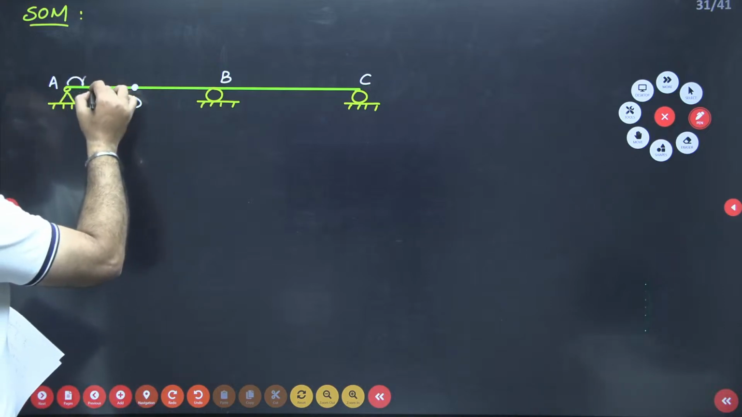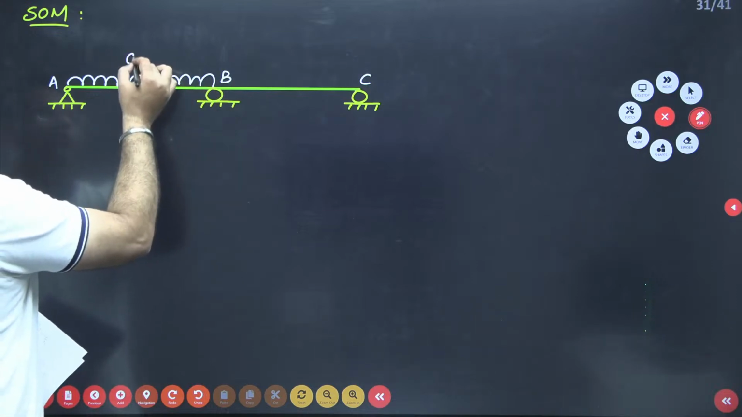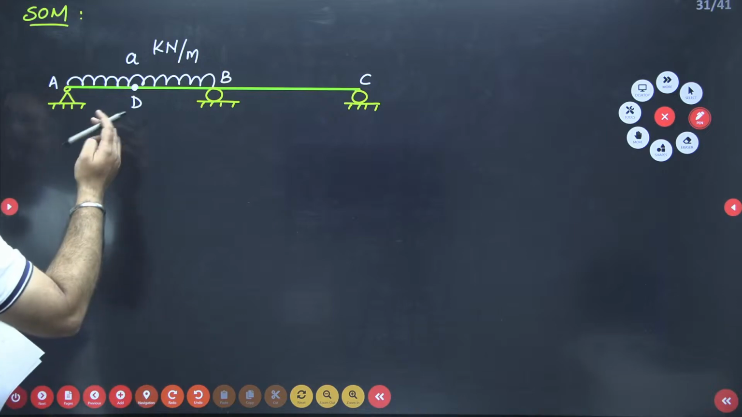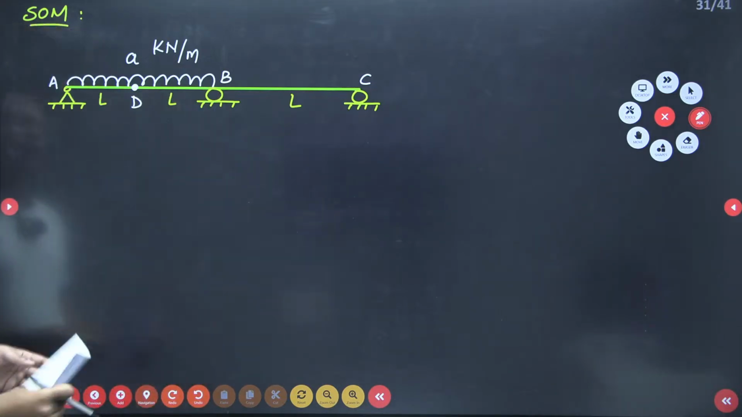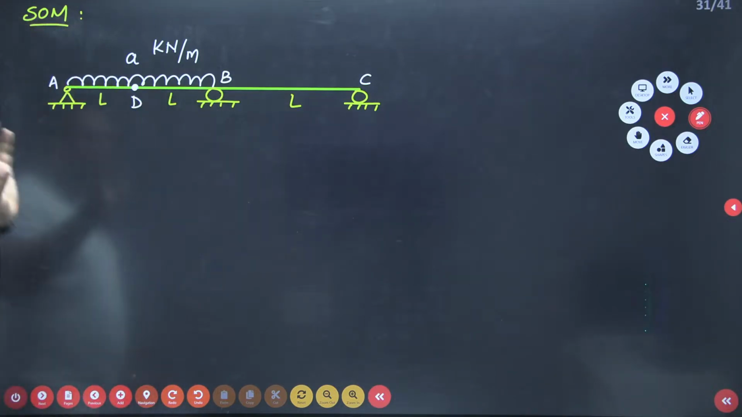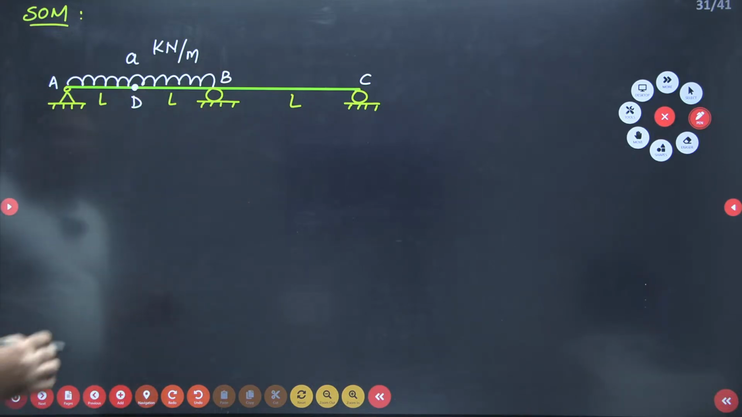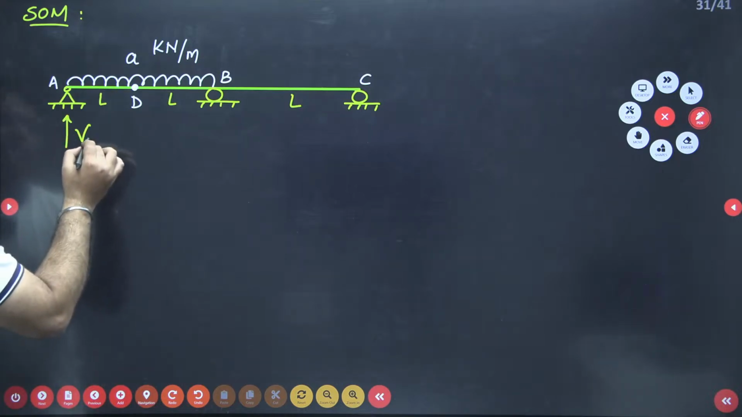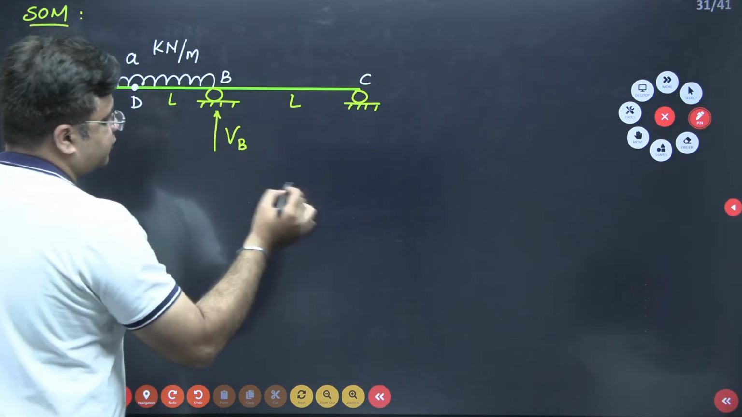UDL is acting over this span AB. Intensity of UDL is A kilonewton per meter. Length is L, L, and L. Length of the members AD, DB, and BC is equal to L. So you need to find out the vertical support reactions at A, B, and C. You need to find out the value of VA, VB, and VC.